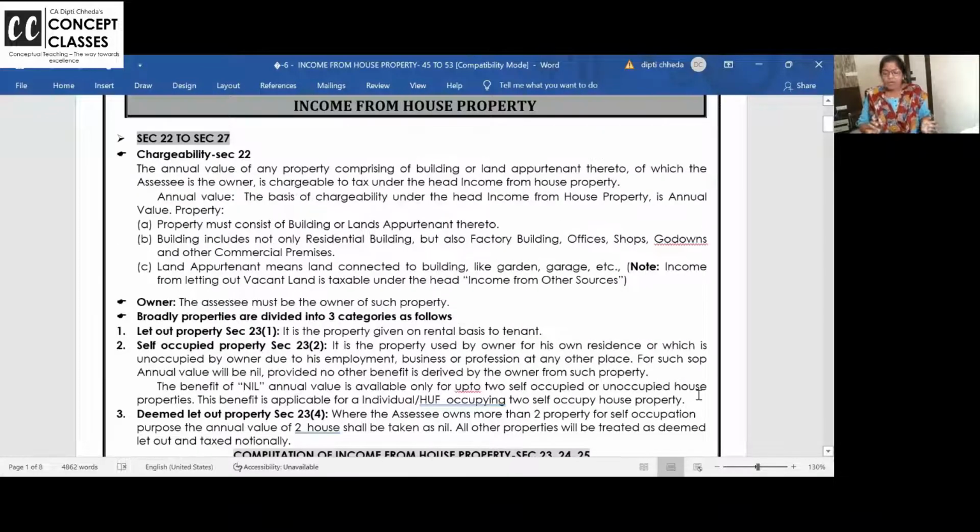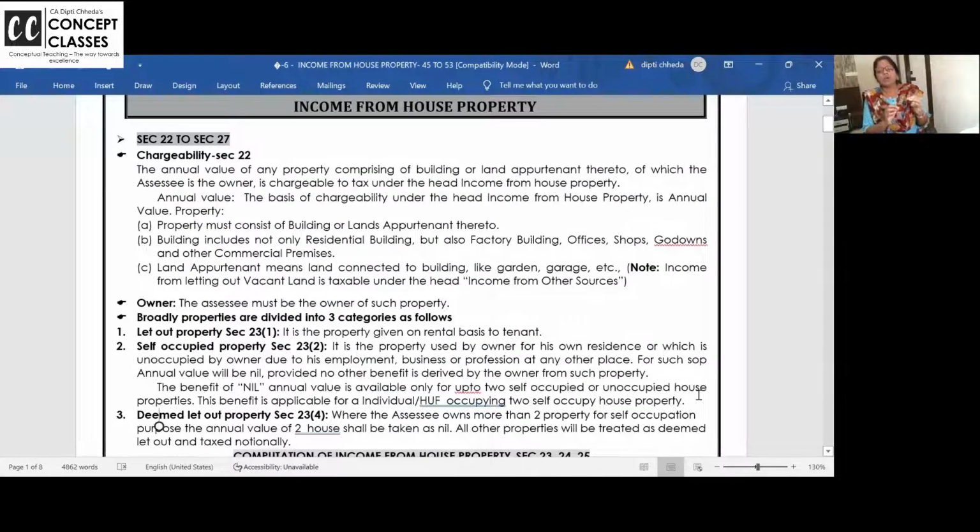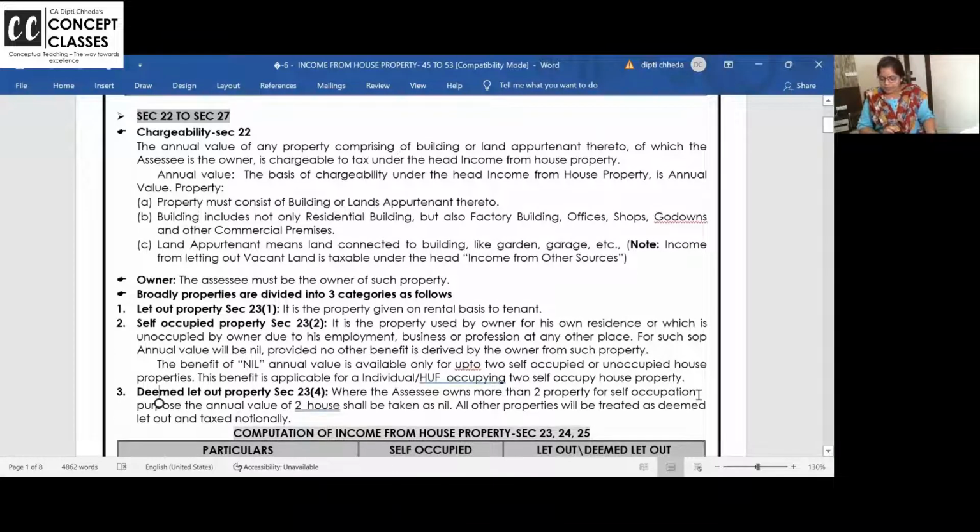See, a very important section, the entry into income from house property is section 22. The chargeability section says owner and tenant relationship should be there. Okay, right. Once you decide that owner and tenant relationship should be there, then there has to be a property. Owner is there, tenant is there, but there has to be a property, right?